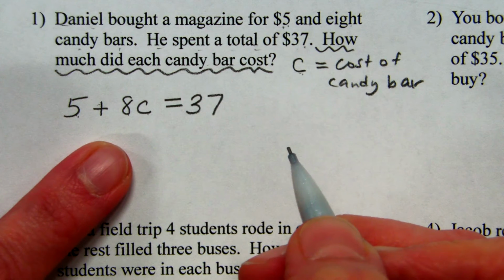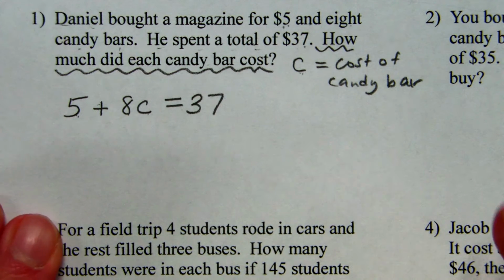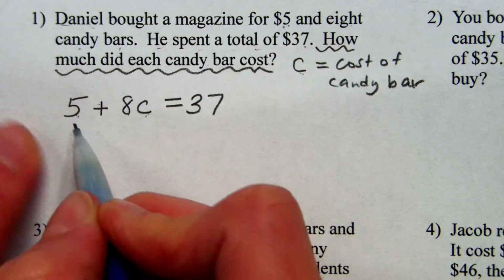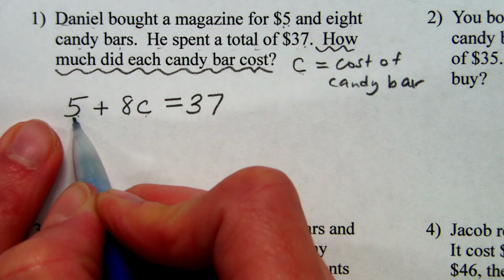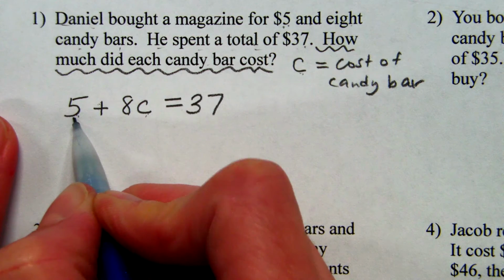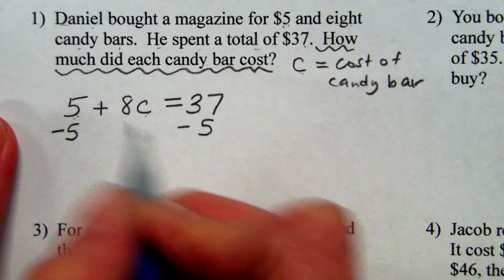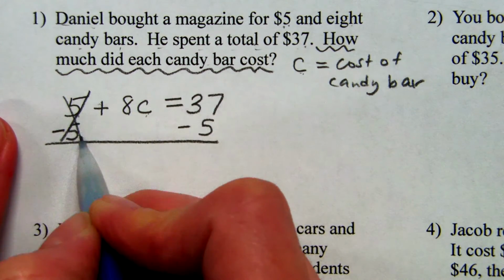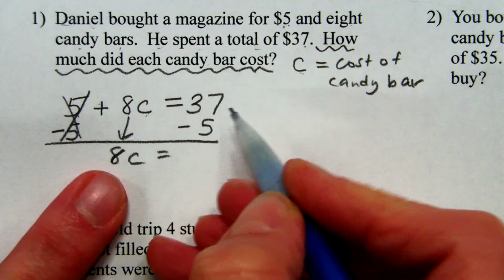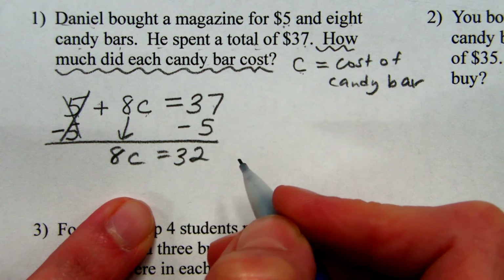So now that we've written our equation, everything just goes back to the rules for two-step equations. We want to get the term that has C in it by itself. So the first thing we want to do is take care of this positive 5. We want to change it into 0. So we use the opposite of positive 5, and we will subtract 5, or you can think of it as negative 5, and that cancels this out. And then we bring down the 8C. Over here we have 37 minus 5, which is 32.